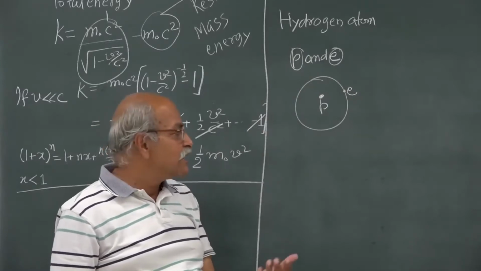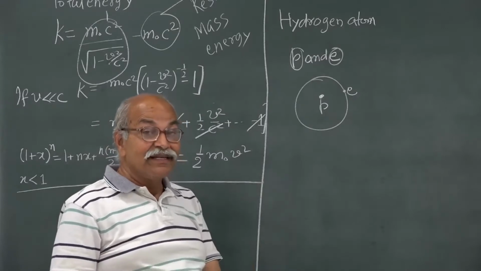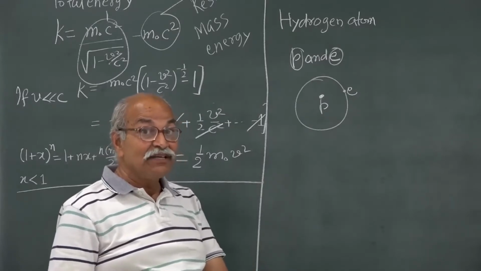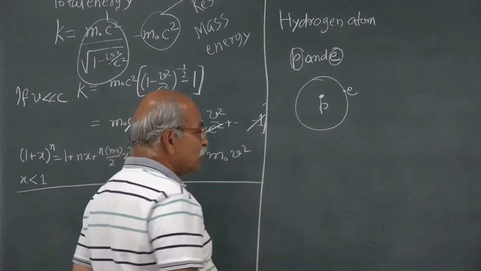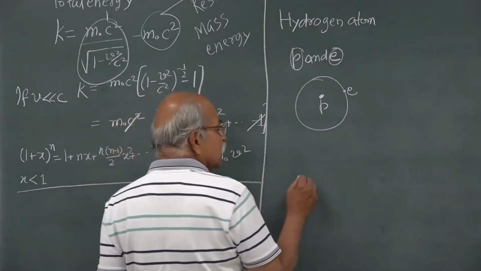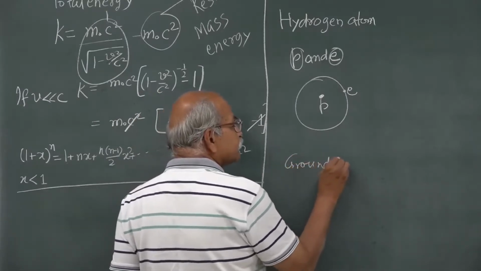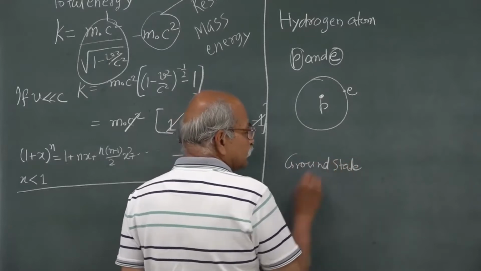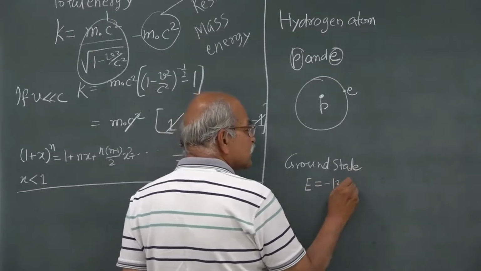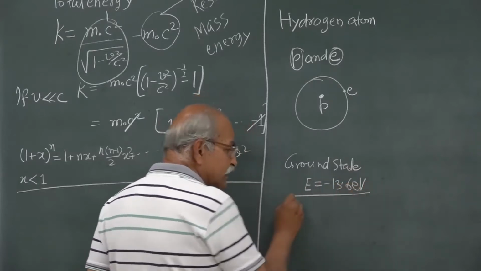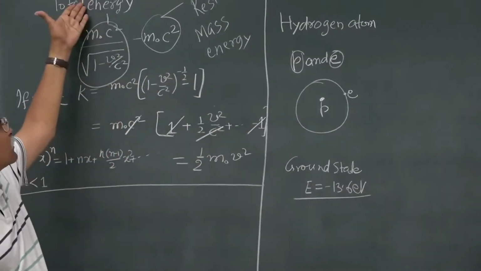And we say that in the ground state, in the lowest energy state, the energy of the hydrogen atom is minus 13.6 electron volt. You must have done all these things in schools, that the ground state or lowest energy state, the energy is, that is how we write, minus 13.6 eV. What is this energy E? This is not the same as this energy E that we write here, total energy.